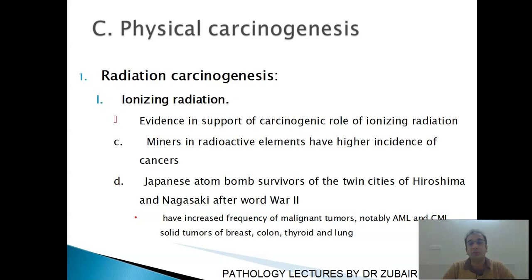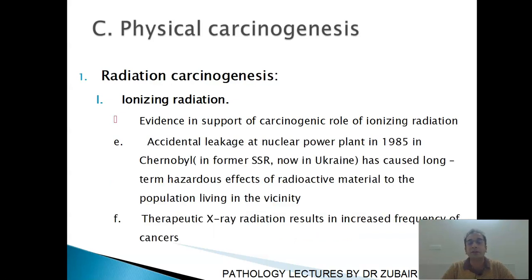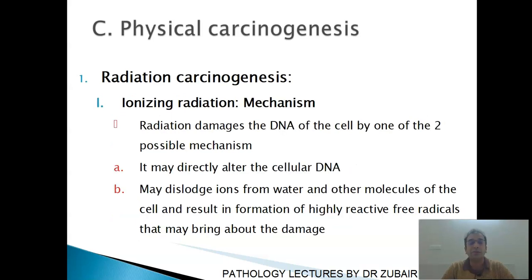The Japanese atom bomb survivors of Hiroshima and Nagasaki, quite famous, all developed cancers, notably AML, CML, and solid tumors of the breast, colon, thyroid and lung. Accidental leakage at the nuclear power plant in Chernobyl caused a long-term hazardous effect. And therapeutic X-ray radiation resulted in an increased frequency of cancer.